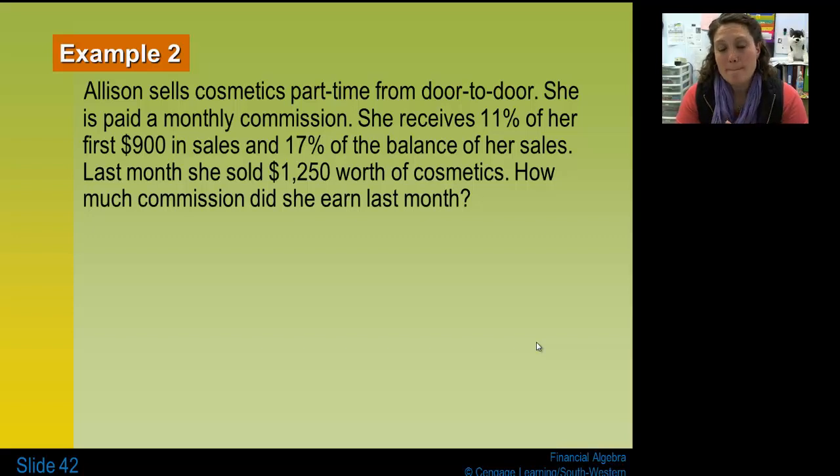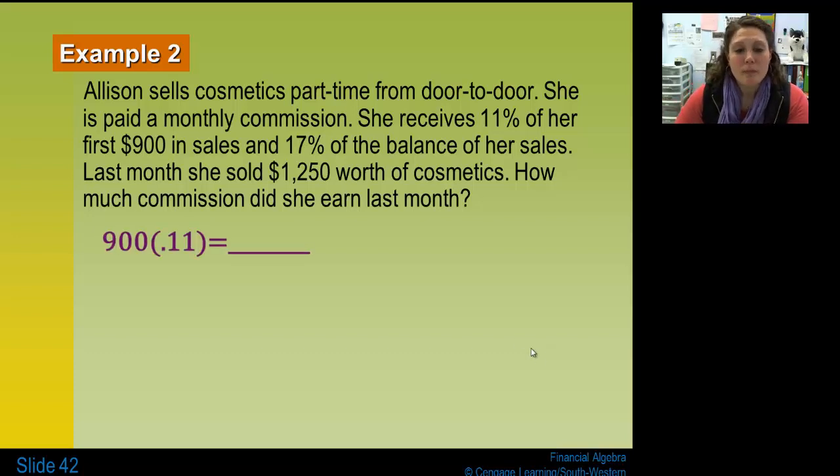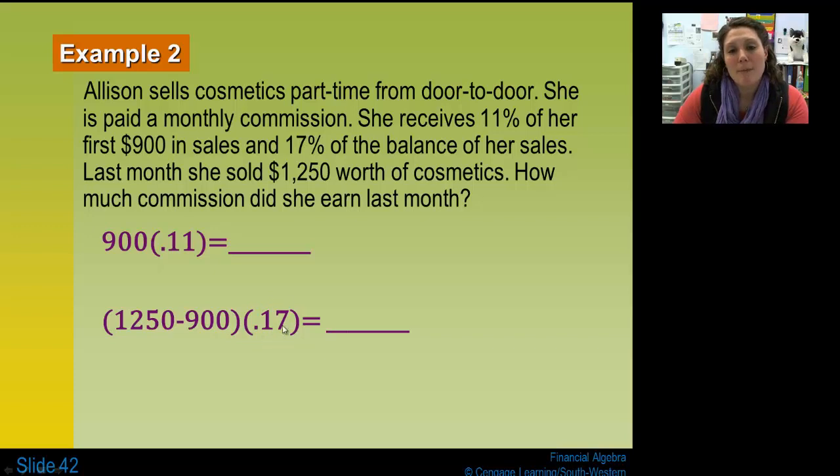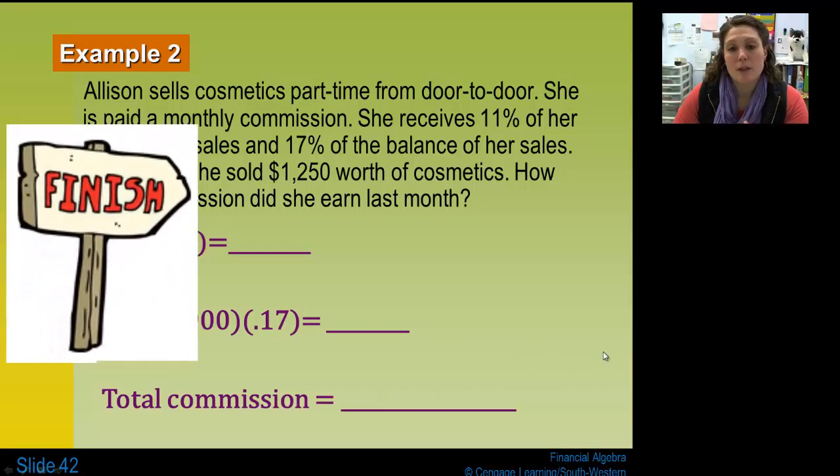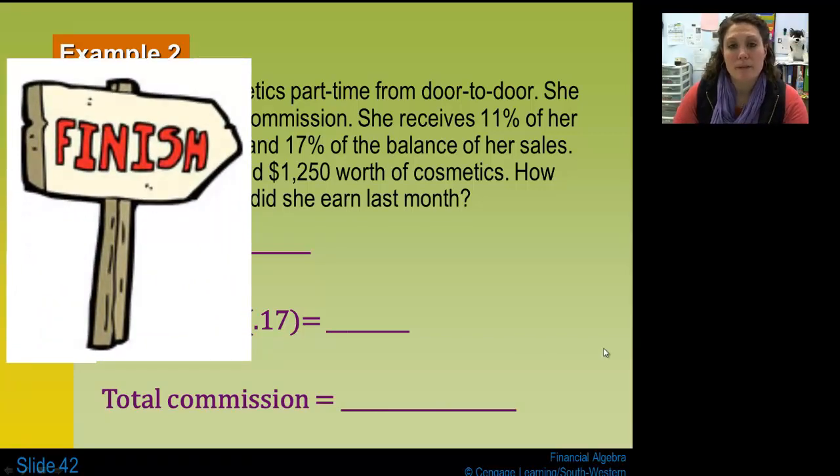So there's two pieces to this. The first part is when she gets to $900 or up to $900, she gets 11% commission. After $900, she gets 17% commission on what's left over. So the first thing we need to do is find out her commission on the first $900. So you need to go ahead and do this multiplication step here. And then take the balance, so the $1,250, which was her total, minus the $900, which she already received the commission for, and multiply that by the 17%. So you need to go ahead and figure out her total commission, so you need to go ahead and finish this problem. This does not need to be turned in, but it does need to be finished in your notes.